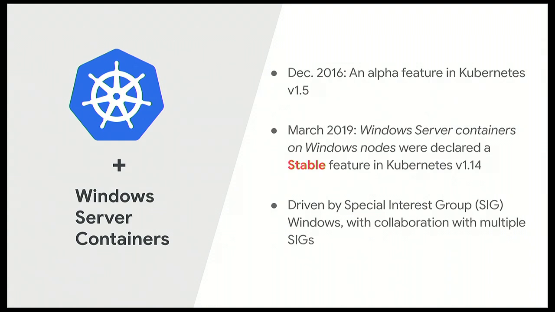So Kubernetes started with Linux containers only. But in the past 2 years, the community has been working closely with Microsoft to support Windows containers. So I'm happy to tell you that just in the last month, in the Kubernetes 1.14 release, Windows Server containers running on Windows nodes were declared a stable feature. Kudos to all the community members who helped to make this happen.